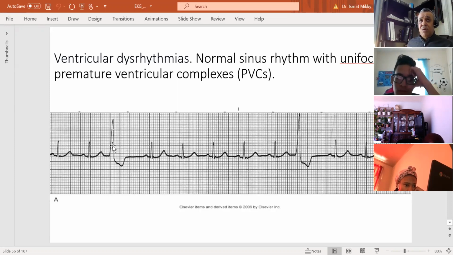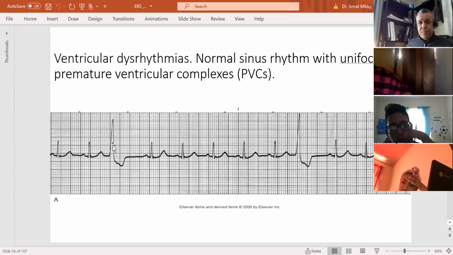So obviously the ectopic foci is going to fire the impulse. Yes, what's that word you're saying? Ectopic. I don't know how to pronounce it. Is it the ectopic foci?